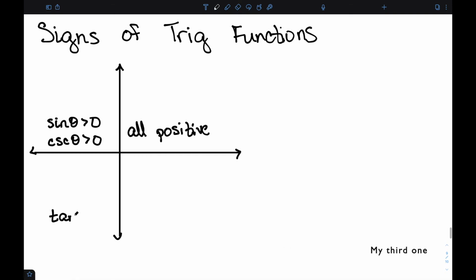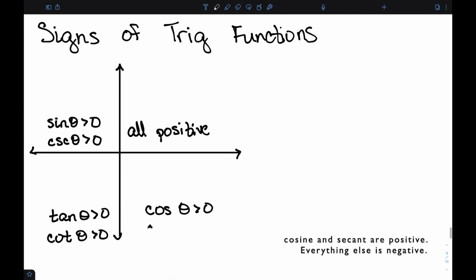My third one, tangent and cotangent are positive. The rest are negative. And the fourth quadrant, cosine and secant are positive and everything else is negative.